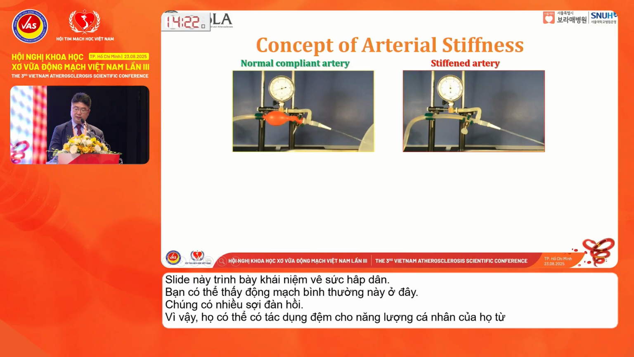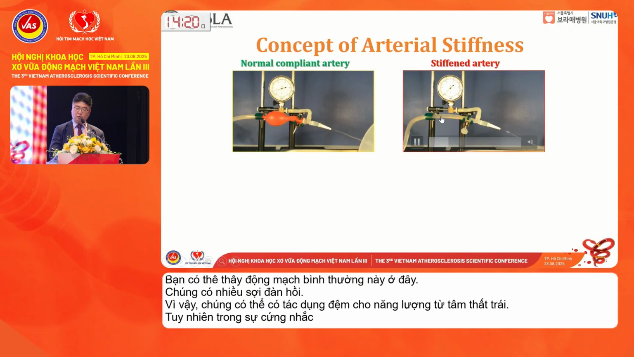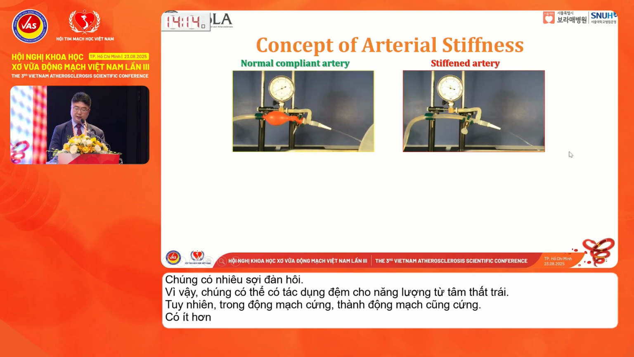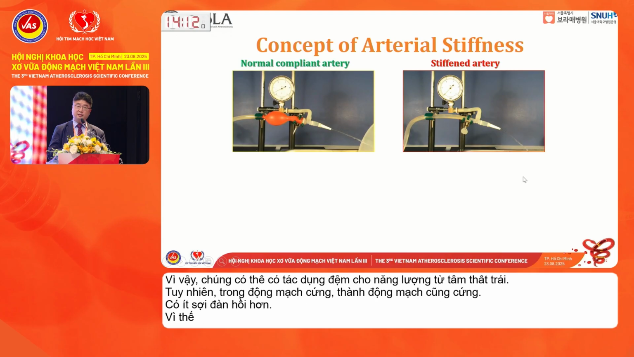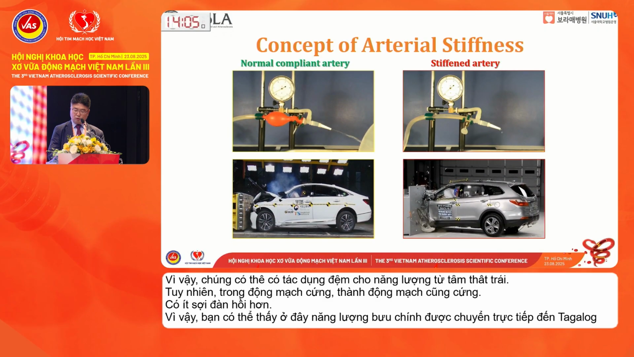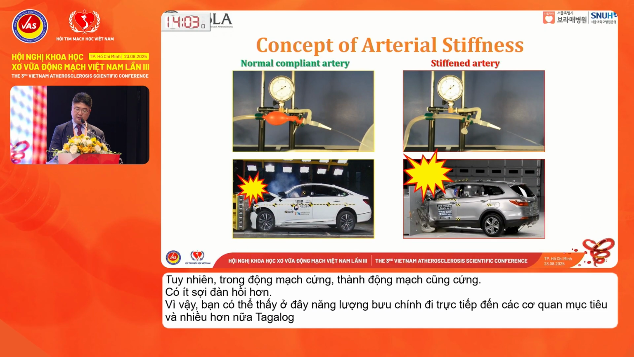However, in the stiffened artery, the arterial wall is rigid. There are fewer elastic fibers, so you can see here the pulsatile energy goes directly to the target organs, and more target organ damage can be expected in the stiffened artery.